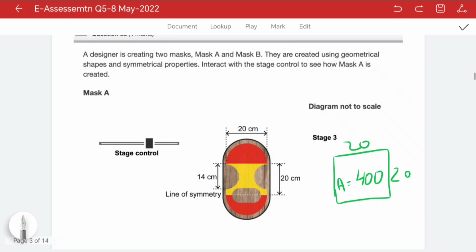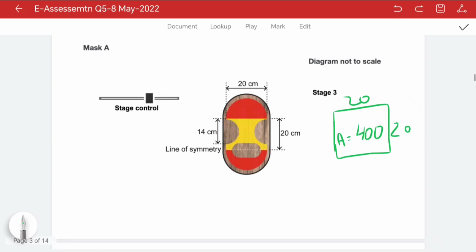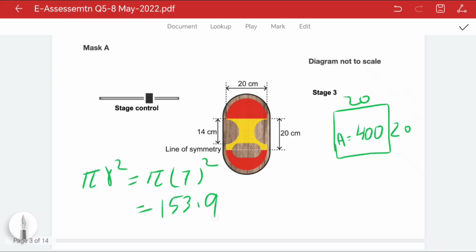So the area of the circle equals what? Pi r squared. So pi, what is r? It is half of the diameter. The diameter is 14. Half of 14 is 7, squared. So just substitute in the calculator, and we will get the answer: 153.9. So this is the area of the circle.